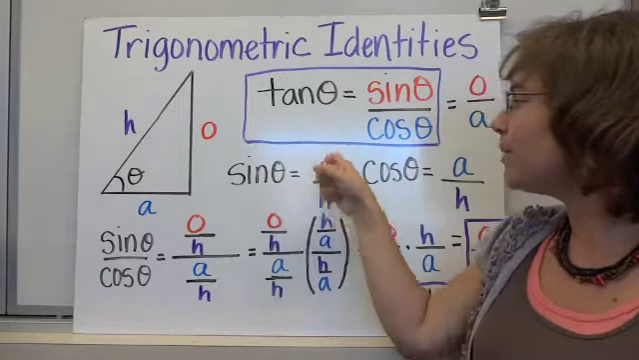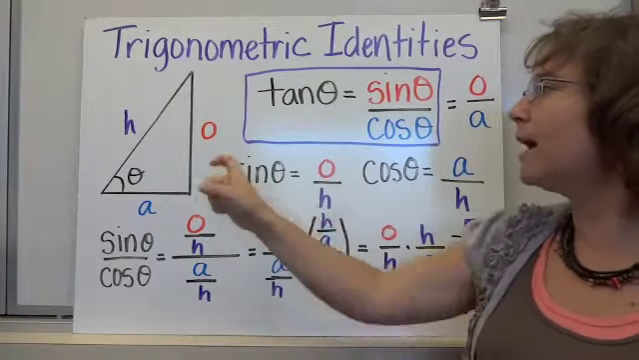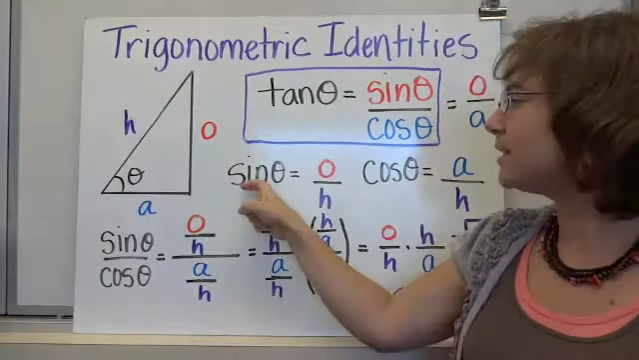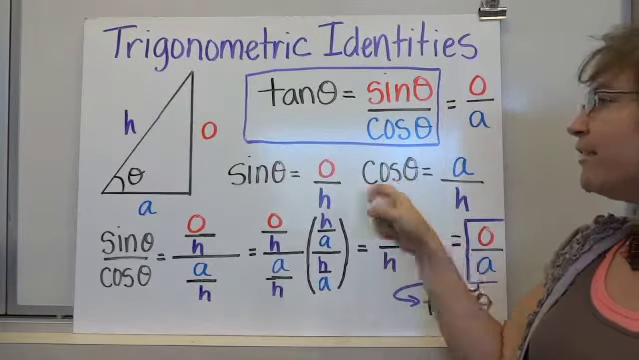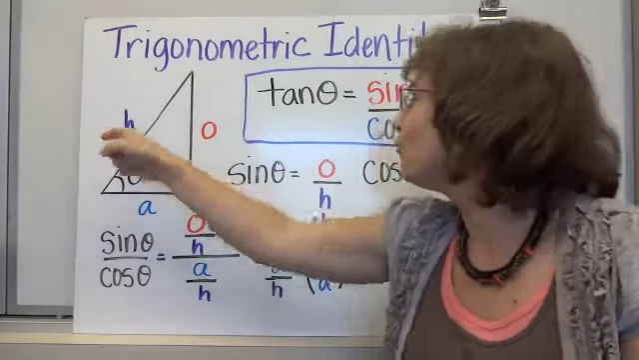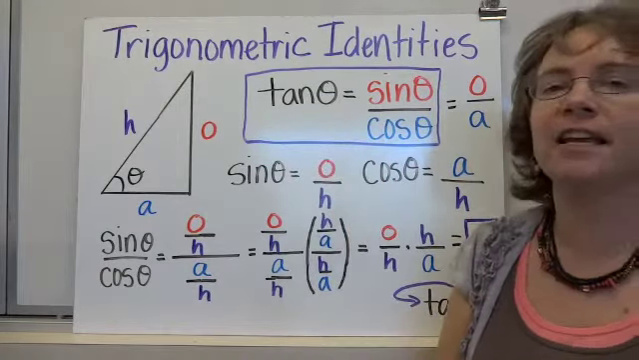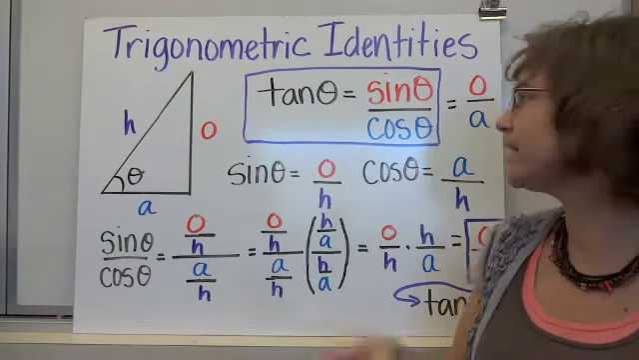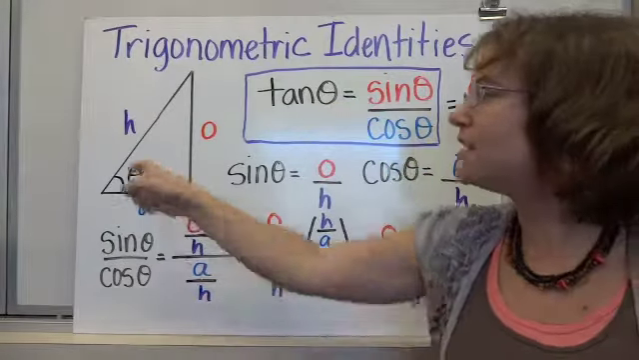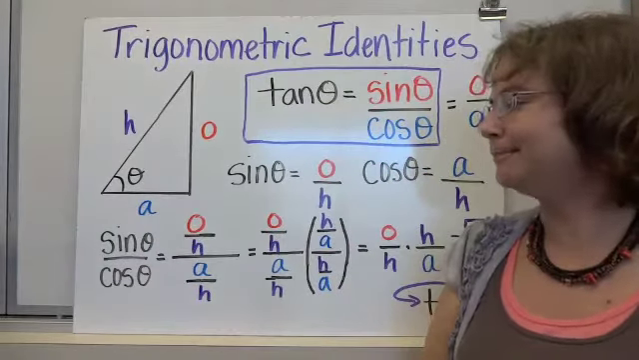We also need to remember that sine theta is opposite over hypotenuse. Opposite over hypotenuse gives us sine theta. Cosine of theta, adjacent over hypotenuse. Those are going to help us show that tangent of theta is equal to sine theta over cosine of theta. Remember, I just used theta here as an angle. I could have named that angle anything.